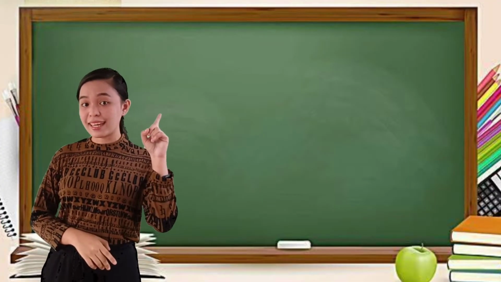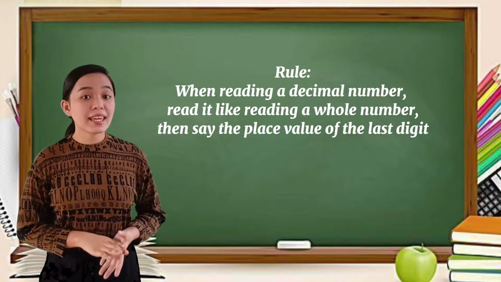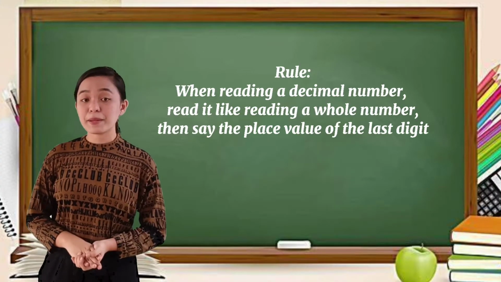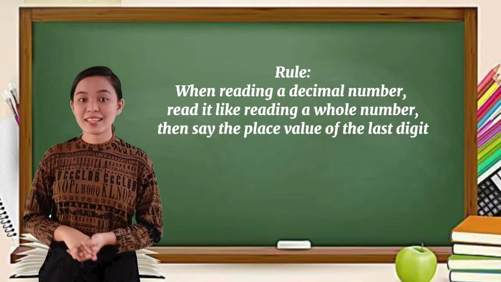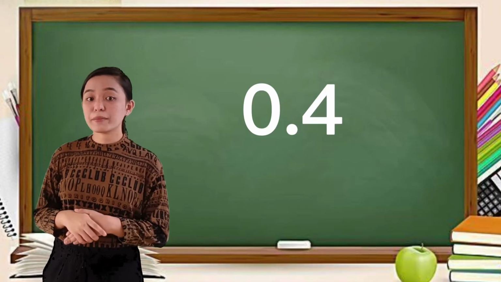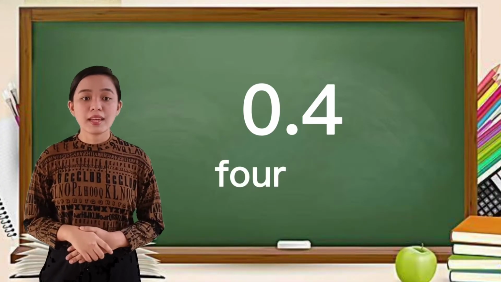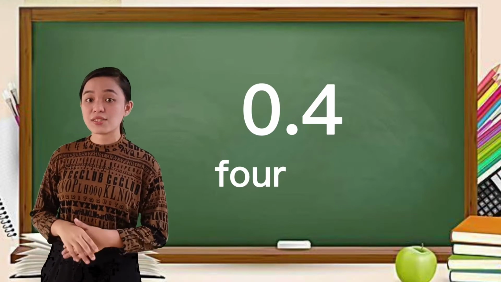So what is the rule again? When reading a decimal number, read it like a whole number and then say the place value of the last digit. Okay? Okay, so let's start. So for our first example, let's read it like a whole number first. 4. And what is the last digit? Okay, very good. So the last digit is 4.